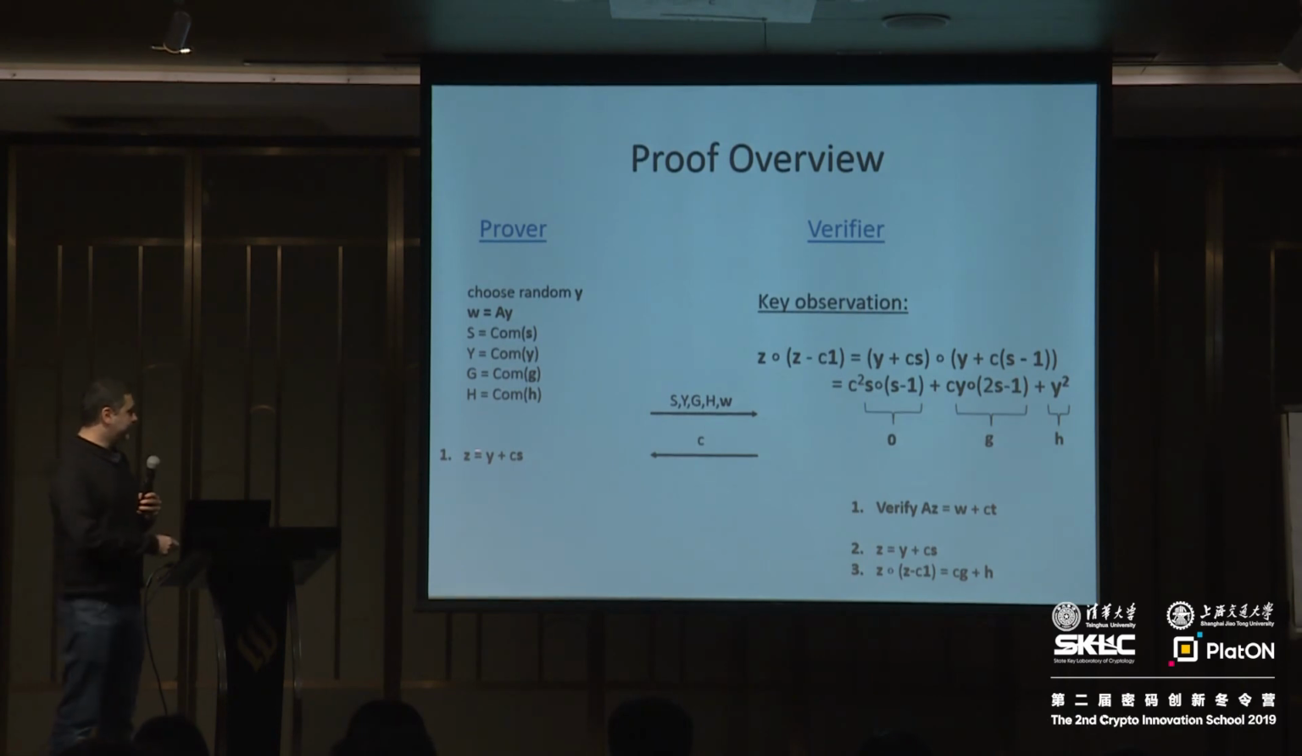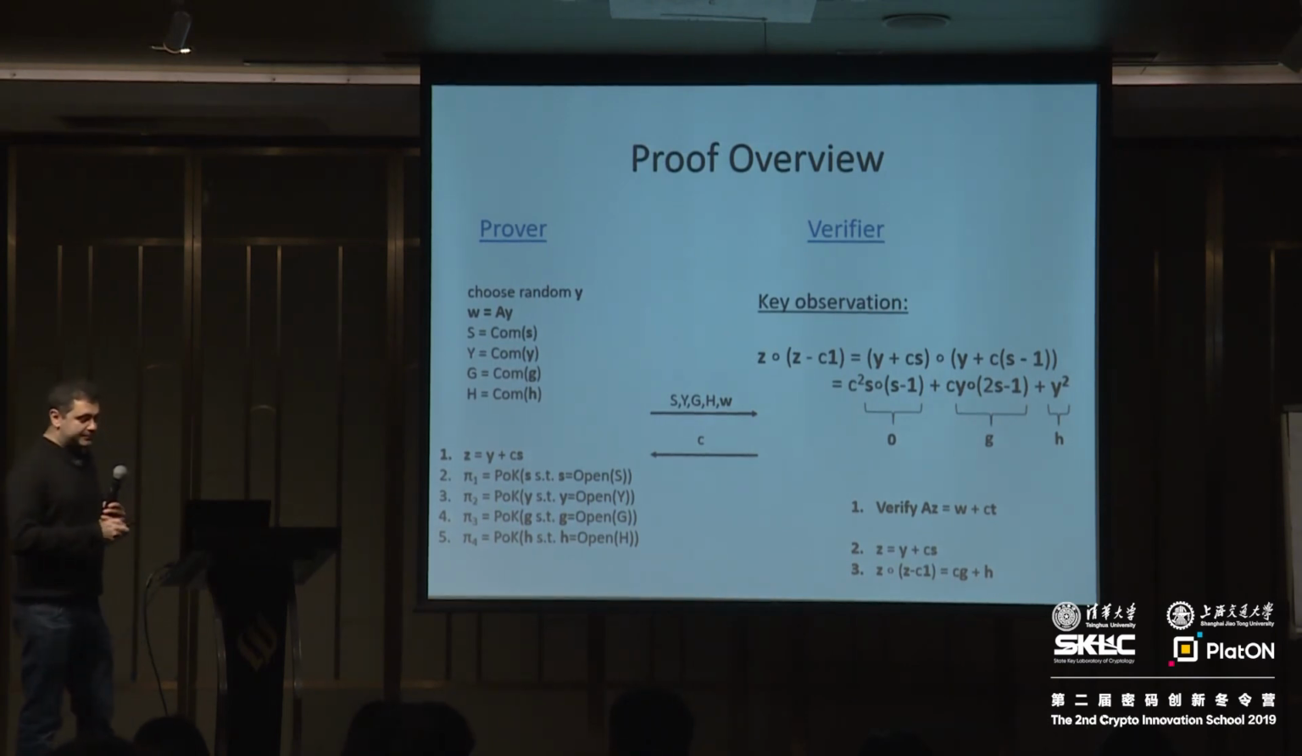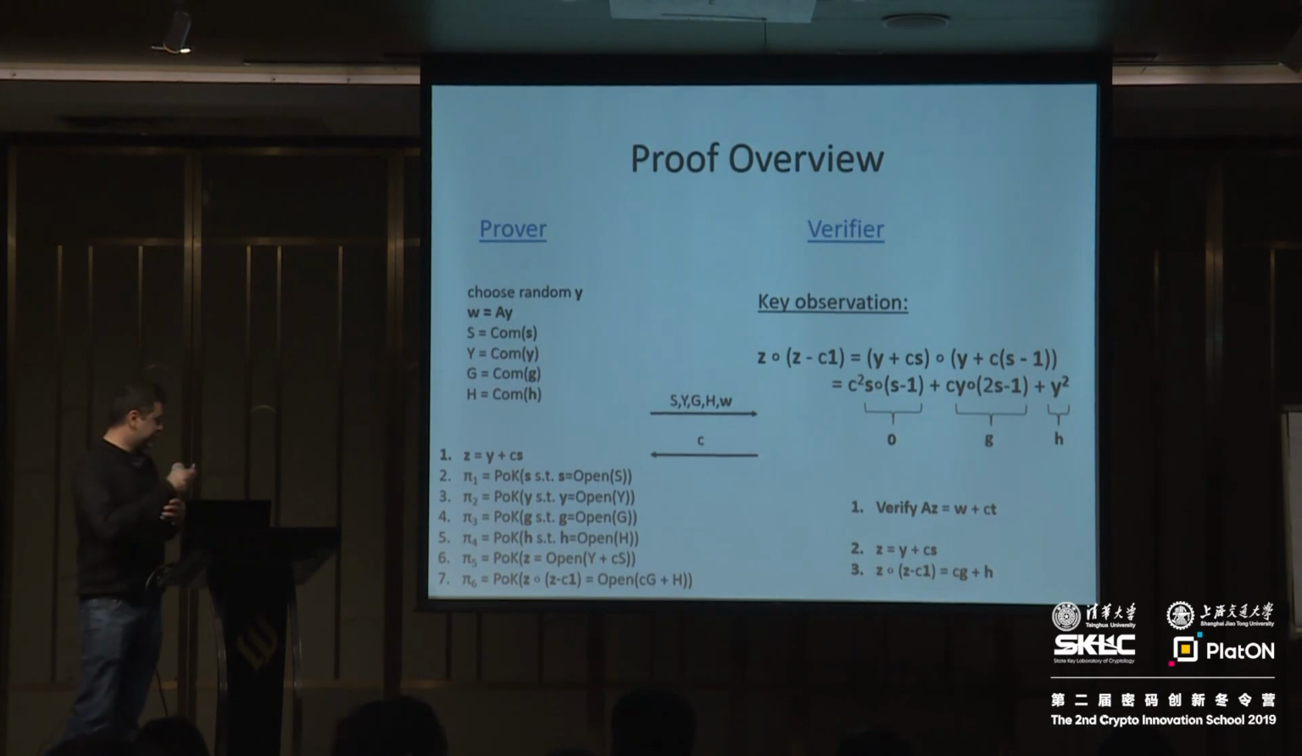Now I compute z as y plus cs. Then I start giving zero knowledge proofs that I actually computed z correctly. First I give a zero knowledge proof that I know an s that opens to s, a y that opens to y, a g that opens to g, and an h that opens to h. And then I prove the relations. I give a zero knowledge proof that z really is the opening of y plus cs, and that z times z minus c times 1 is really the opening of cg plus h.